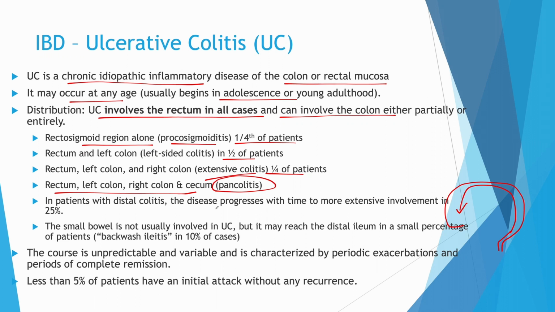In patients with distal colitis, the disease progresses with time to more extensive involvement in 25%. We think of ulcerative colitis as a primary disease of the colon or rectum, but you can actually get a little bit of what they call backwash ileitis, where some disease backwashes into the terminal ileum. But it's not as common. It's only 10% of the cases. The course is unpredictable, similar to Crohn's disease, very variable, and most patients are characterized by periodic exacerbations and remissions. Less than 5% of patients have an initial attack without any recurrence. So it is very often a disease of waxing and waning.